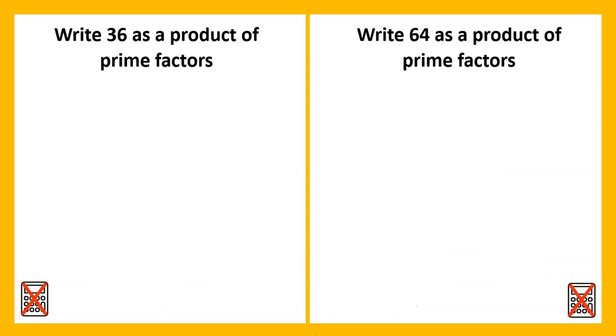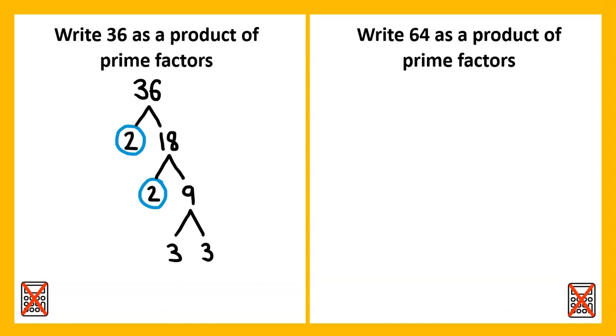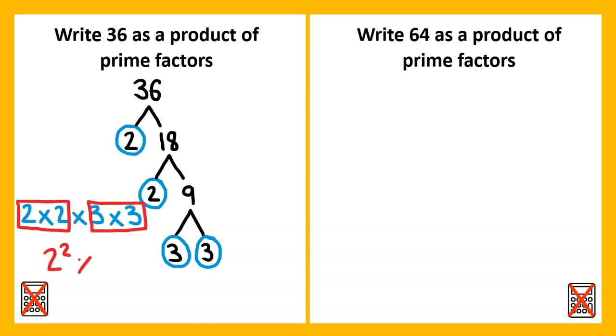On to the intermediate questions, with a slight increase in difficulty, starting off by writing 36 as a product of its prime factors, and I'll start with 2 and 18. Carrying on from 18, I'll have 2 and 9, and then finishing off the 9 with 3 and 3. Writing as an unsimplified product would be 2 multiplied by 2 multiplied by 3 multiplied by 3. 2 times 2 is the same as 2 squared, and 3 times 3 is the same as 3 squared.